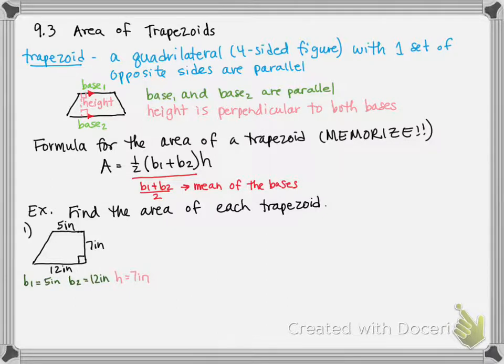Now, I'm going to start with my formula because I want to memorize it. A equals 1/2 the sum of the bases times the height. So I get area equals 1/2, and then we're going to have 5 plus 12, and then we're going to multiply that by the height, which is 7.